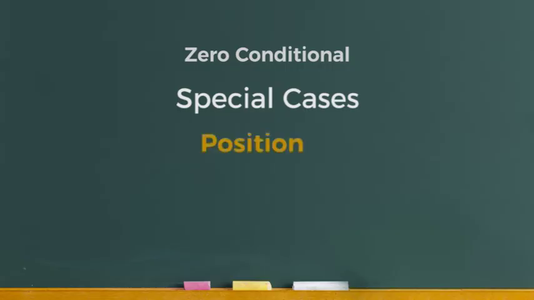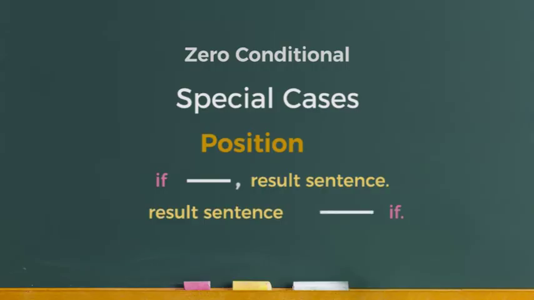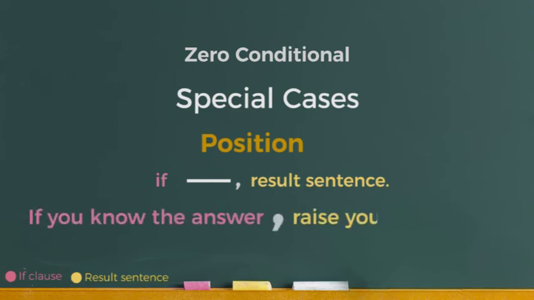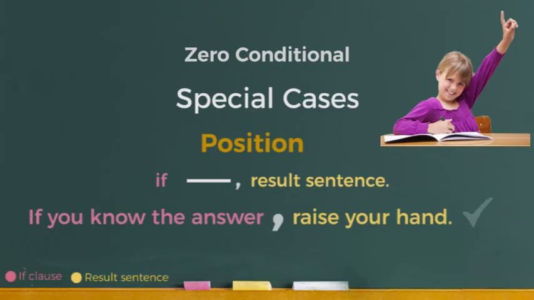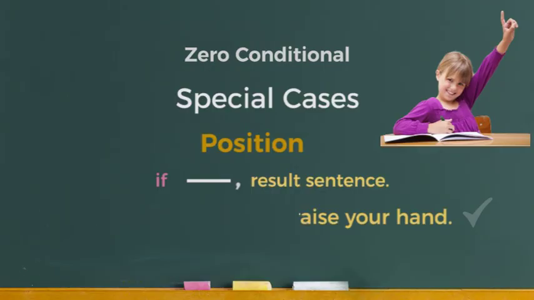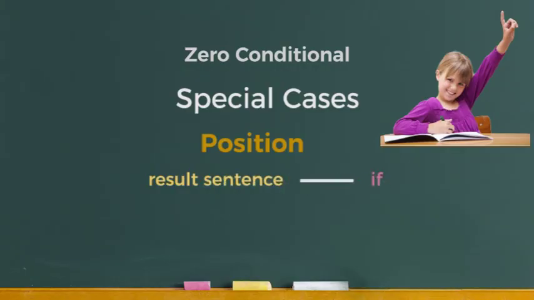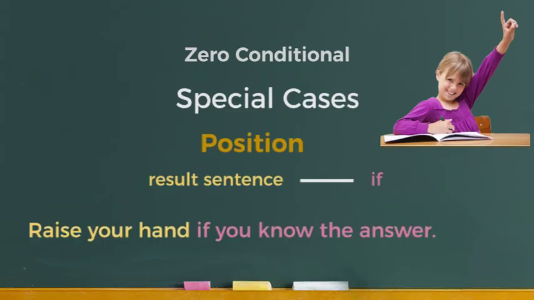The final case is in regards to the position of the clause. This means we can write the if clause before or after the result sentence, and the meaning stays the same. Take a look at the example. If you know the answer, raise your hand. This is okay. Now, when the if clause is first, we separate the clause from the sentence with a comma. But we can also write the result sentence first. See it in the example. Raise your hand if you know the answer. This is okay too. And the sentence has the same meaning.